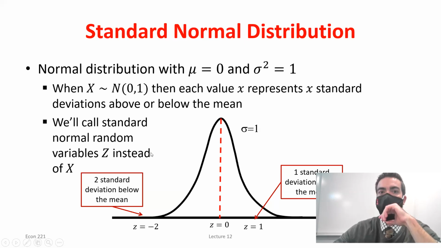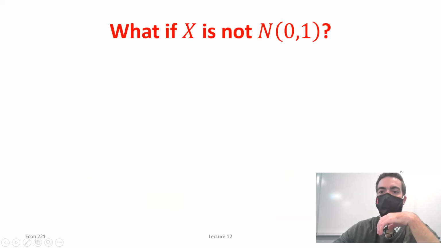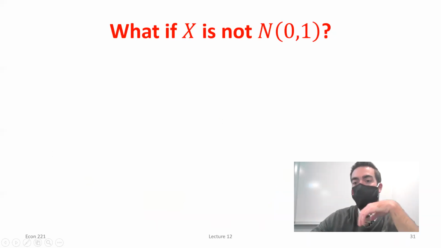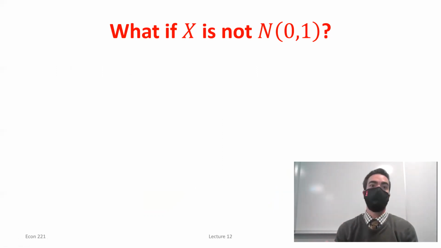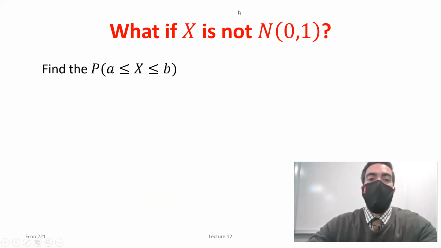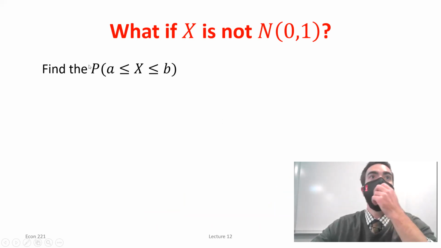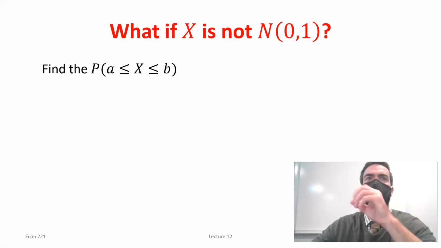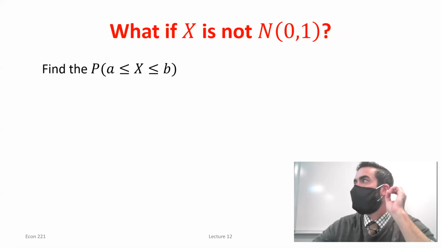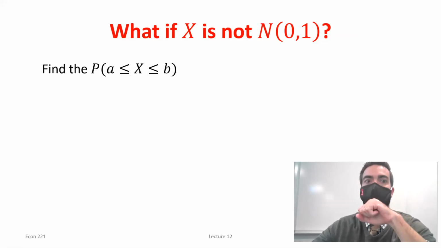Okay, so what happens if we start out with a normally distributed variable and it doesn't have a mean of 0 and a variance of 1? Well, that's almost every single time, okay? And then I might say, okay, what's the probability that for this random variable x, I see it take on a value in between a and b, right? So this could be, I select a person at random and I ask, what's the probability that their height is in between 65 and 70 inches? And that would be my a and b values, right?